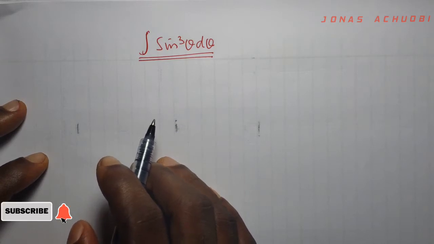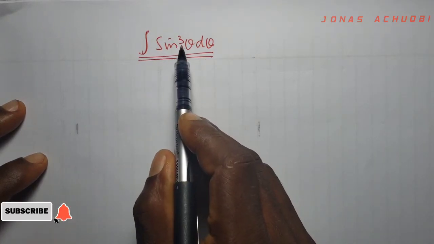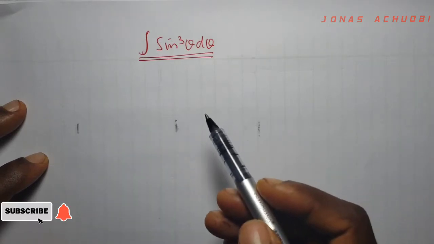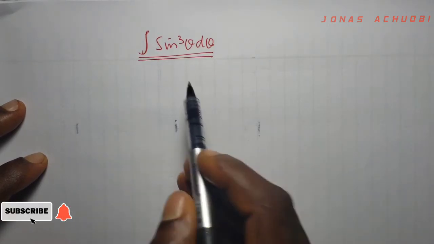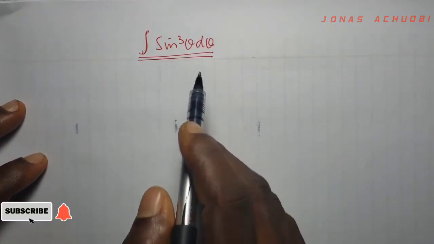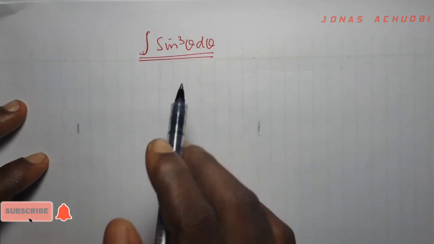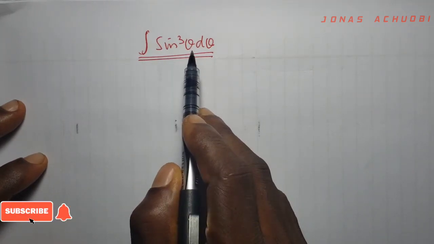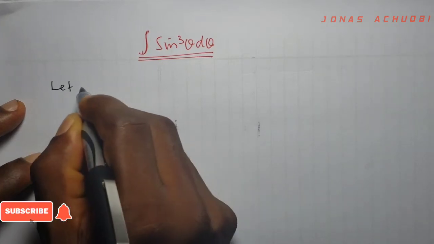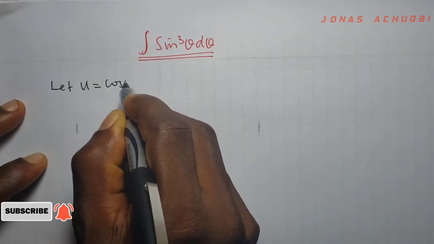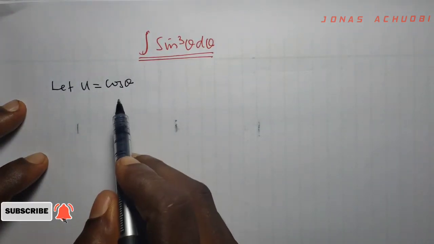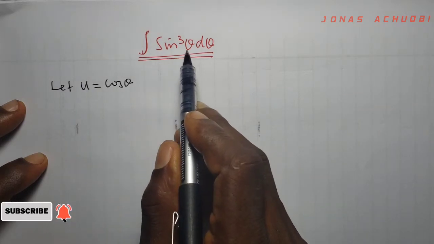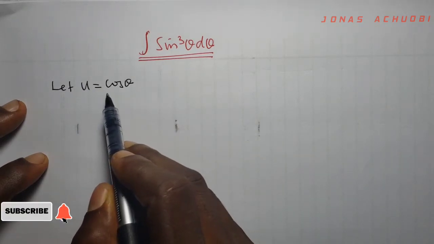However, we should note that the higher the power of sine theta here, the more cumbersome the method becomes. So let us consider this very simple case of sine cubed theta. Now the method is this. Since the function is a function of sine theta, you say let u be equal to cos theta. That's the trick.